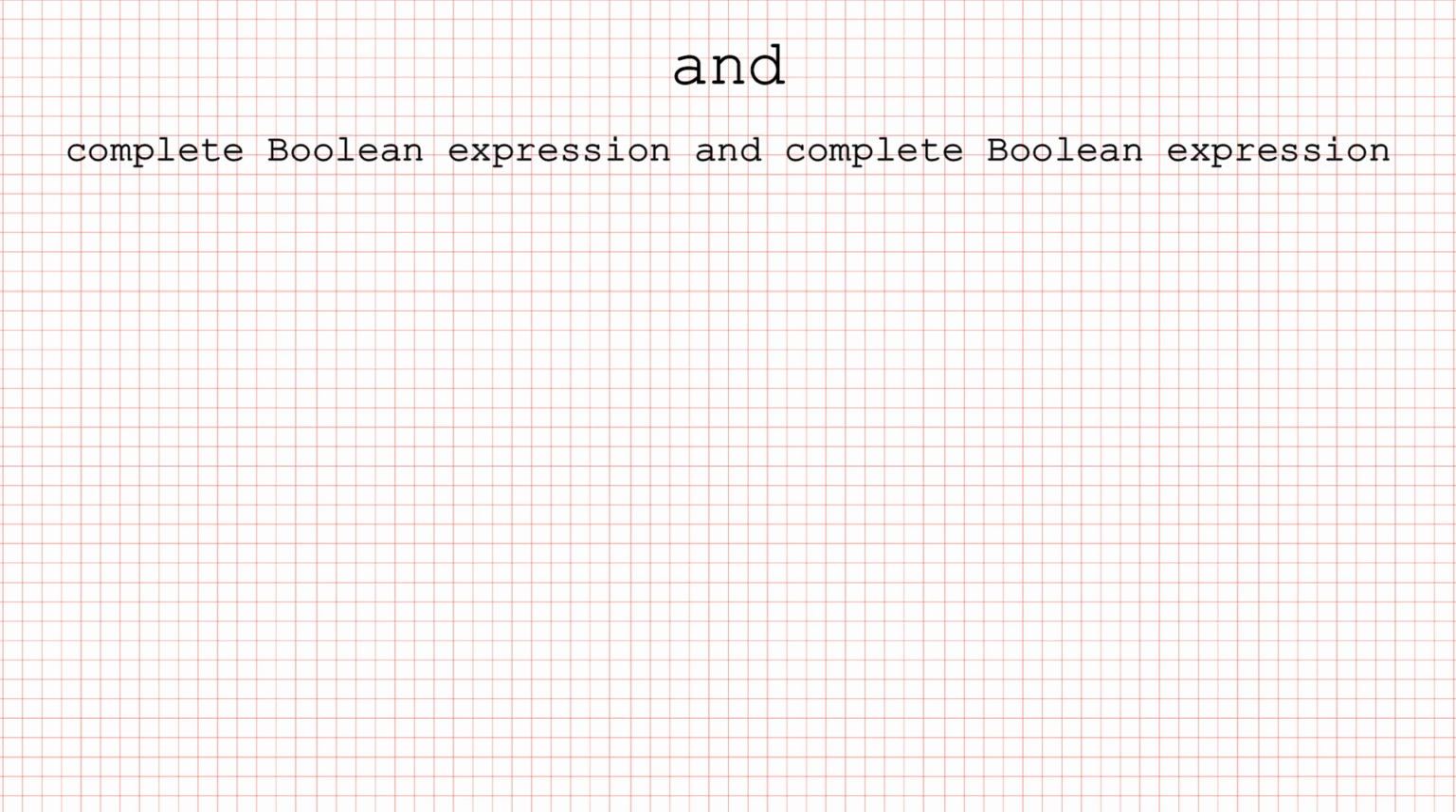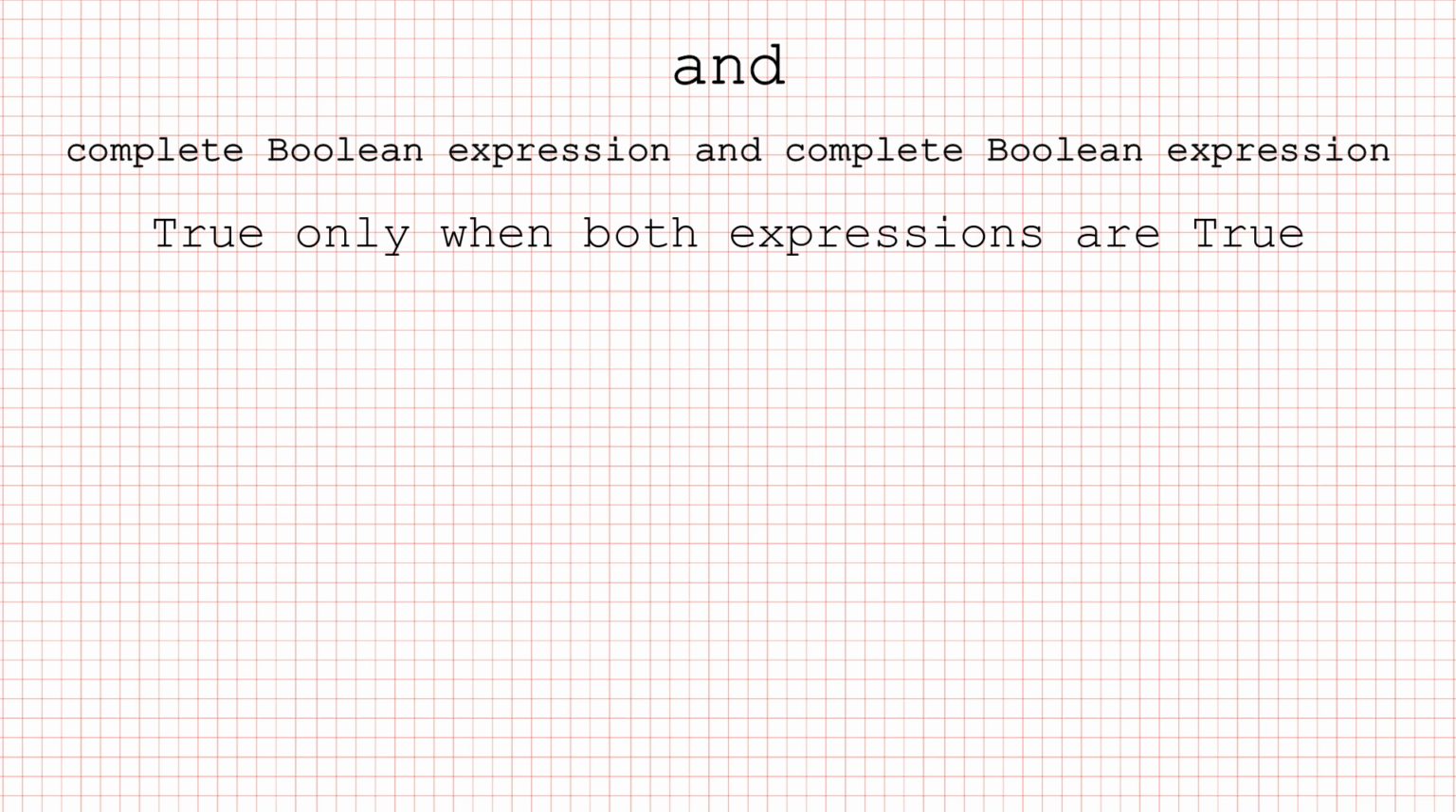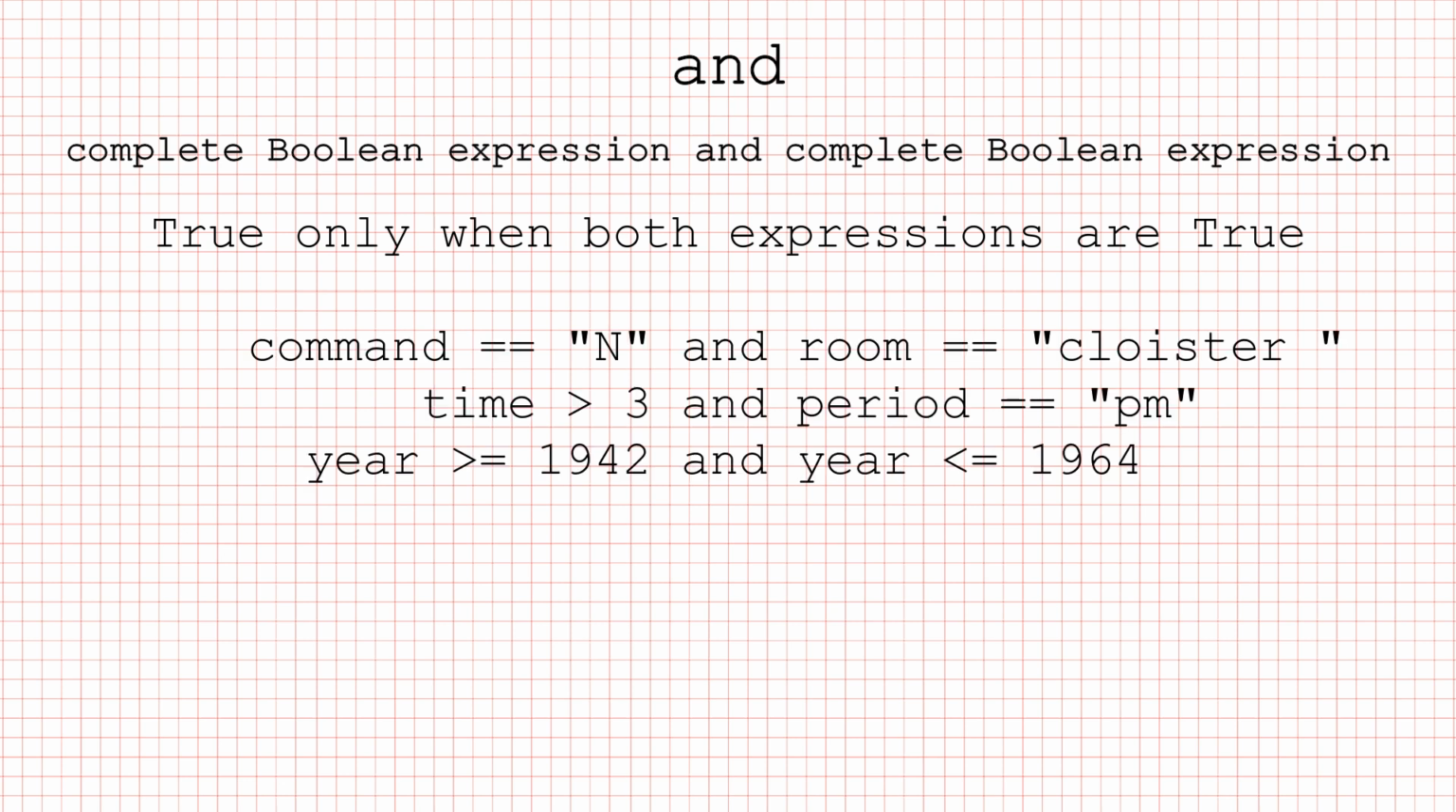We also have another compound operator besides or. We have and. An expression written with an or operator will be true if either of the expressions or both are true. An expression written with an and operator will be true only if both expressions are true. So we would not write if command equals equals N and command equals equals north, for example, because it's not possible for command to equal two things at the same time. But we might write an expression such as if room equals equals cloister and command equals equals north, because we might want to take an action only if both of those conditions are true.